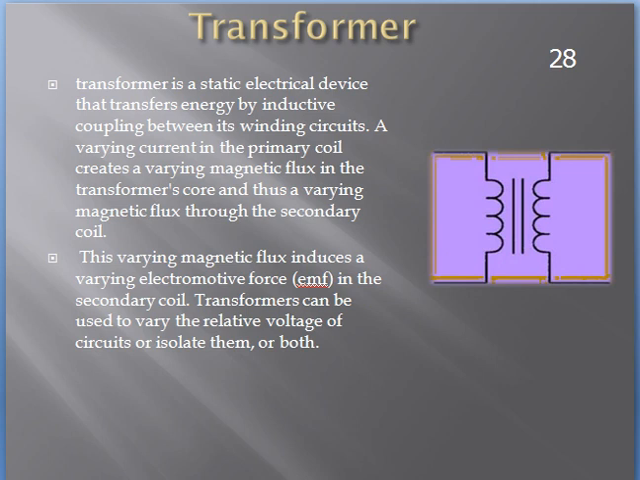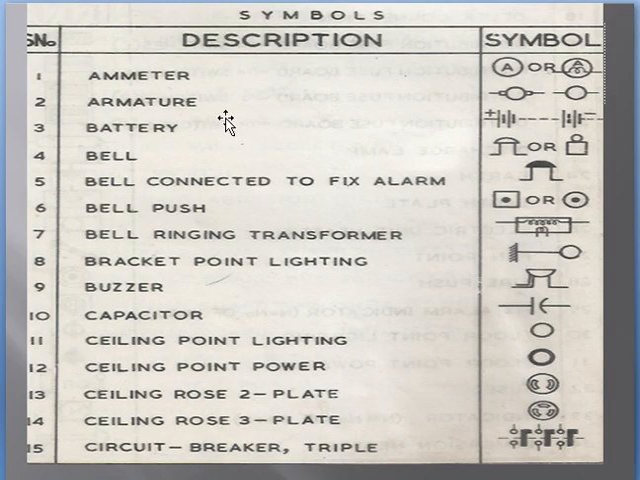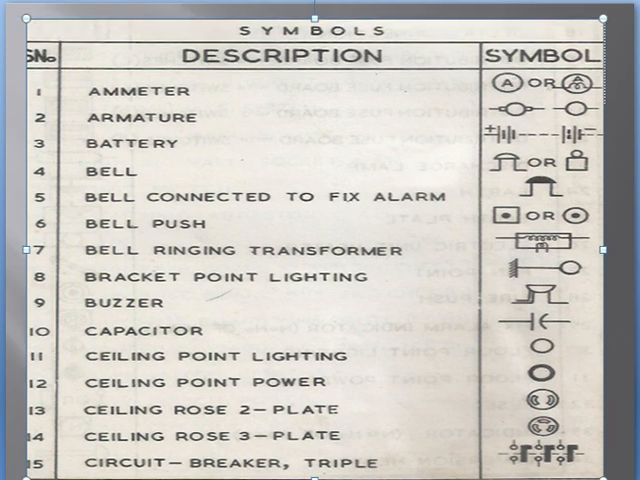In the next part, I am going to show you some pictures and some more electrical symbols which are used in your electrical drawing. Let's see. This is the ammeter. First of all, how to represent an ammeter? In this way, we will represent an ammeter. Next, how to represent an armature? Here I will represent the armature. This is the ammeter. This is the armature.